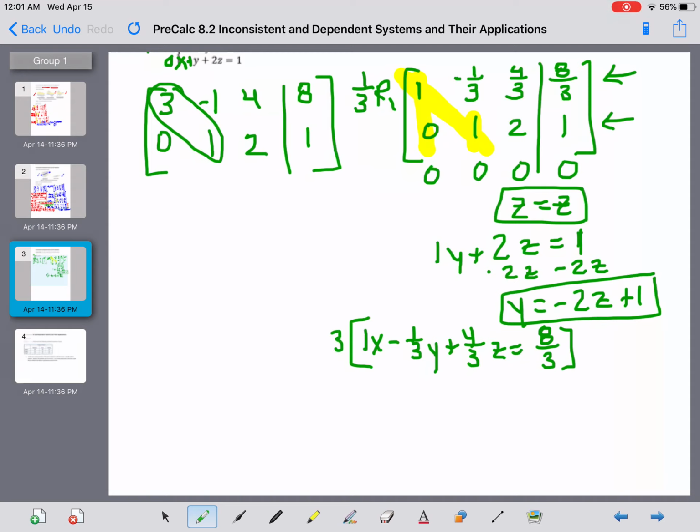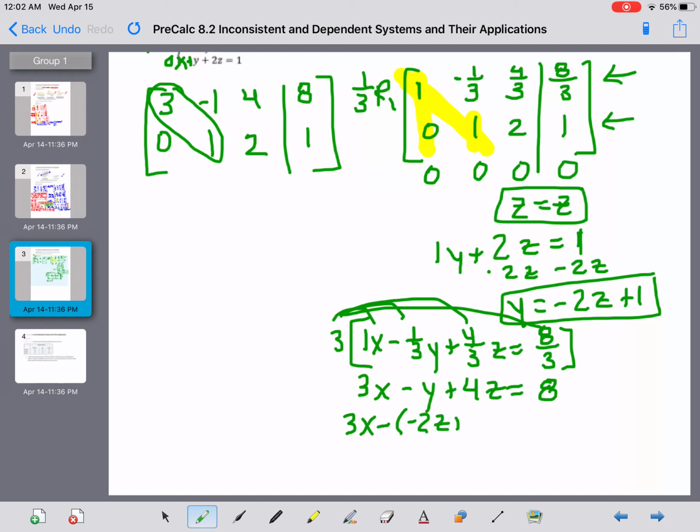Okay, I get 3x. 3 times 1/3 is 1, so just minus y. 3 times 4/3 z, the 3's cancel, I get 4z. And don't forget 3 times 8/3 will just give me 8. Okay, remember my job is to write x in terms of z. I still have a y in there, so I'm going to go ahead and replace my y with that -2z plus 1 that we had for it earlier up here, plus my 4z equals 8.